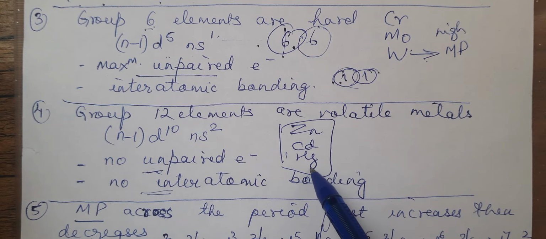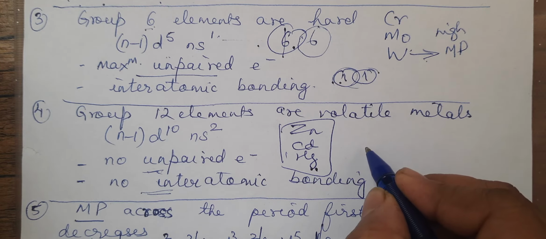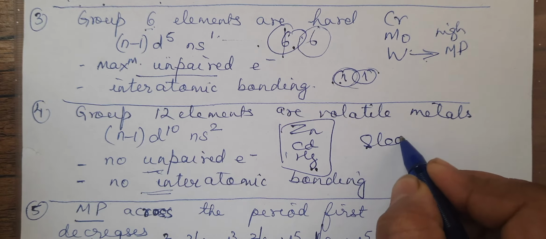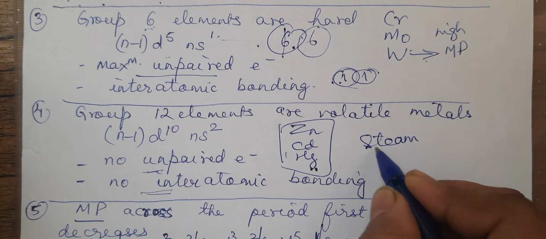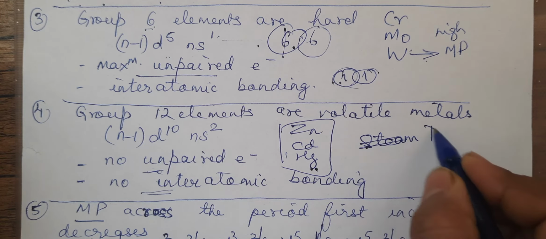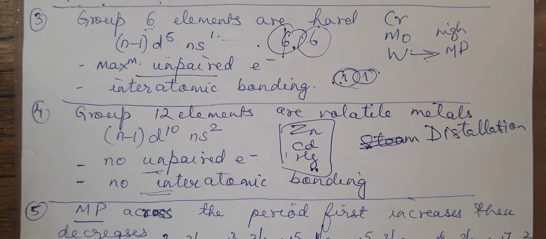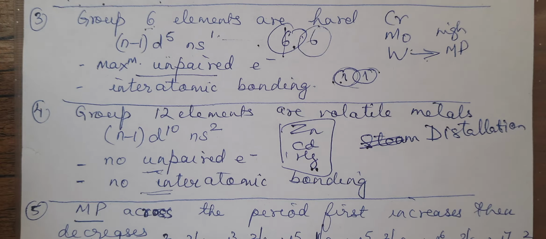That is why, when these elements are present as impurities with something else, they can be separated by steam distillation. By distillation they can be separated, because they will have a lower boiling point, right? They are more volatile, with a lower boiling point, so they can vaporize faster.